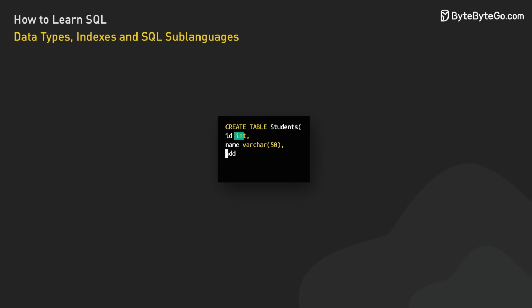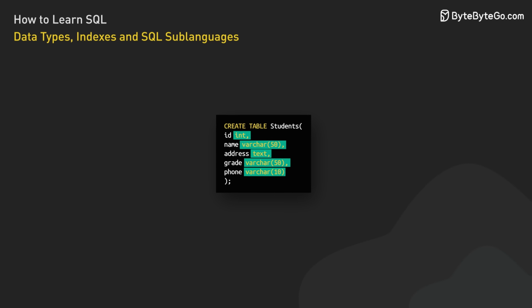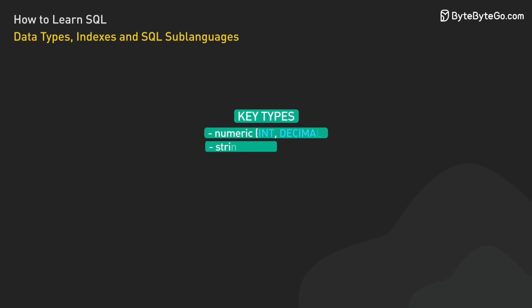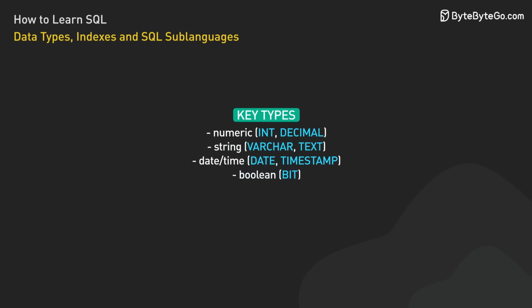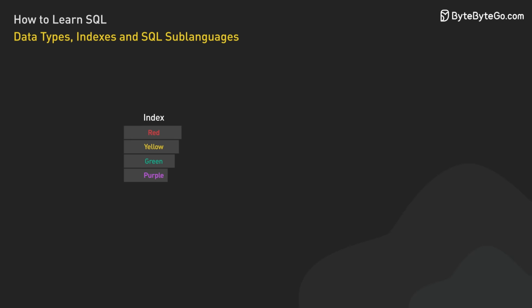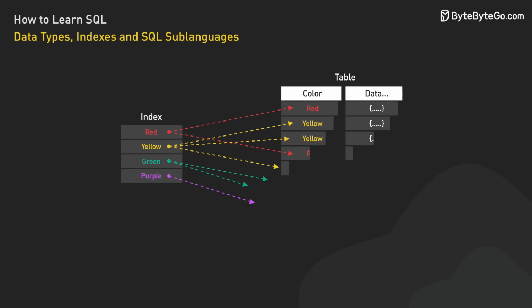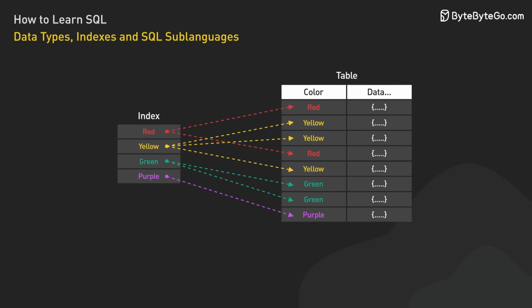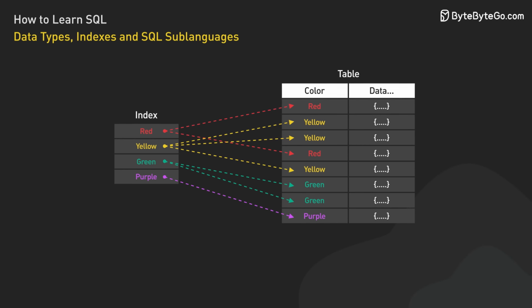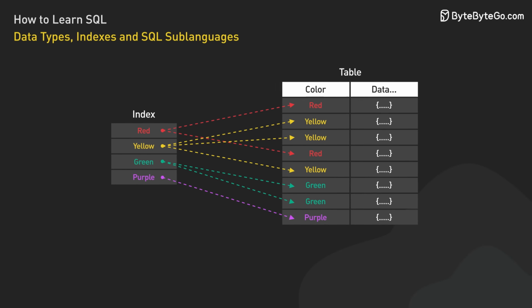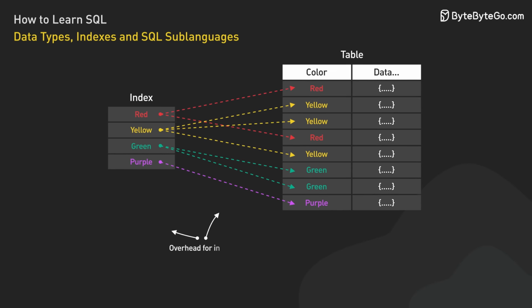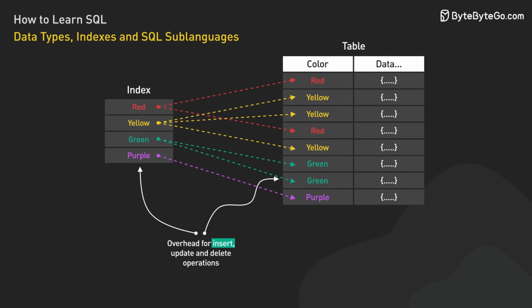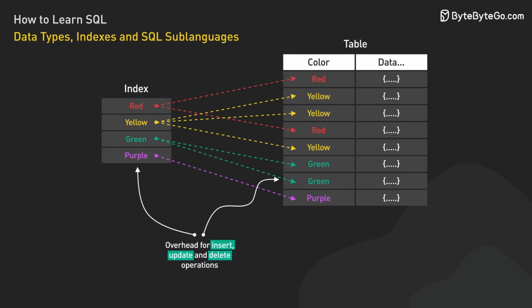When creating tables, columns are defined with specific data types to optimize storage and performance. Key types include numeric, strings, datetime, and Boolean. Indexes are crucial for optimizing query performance, especially on large tables. Indexes allow faster queries by creating a searchable structure, similar to an index in a book. However, they also introduce overhead for insert, update, and delete operations.